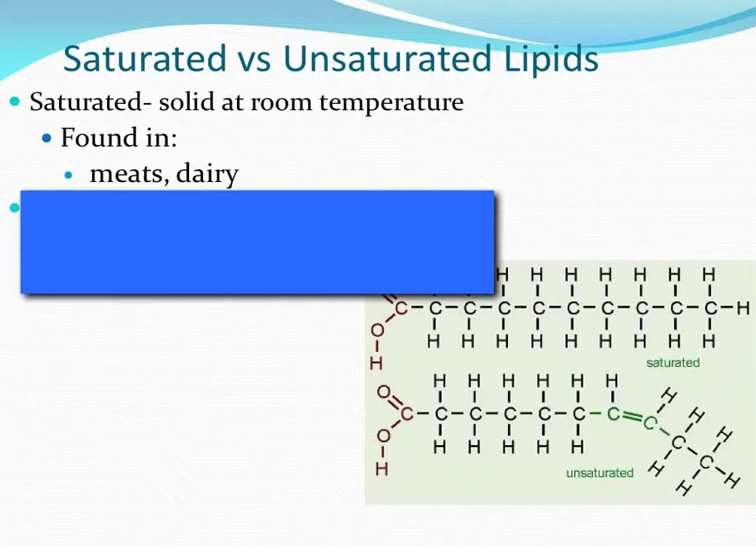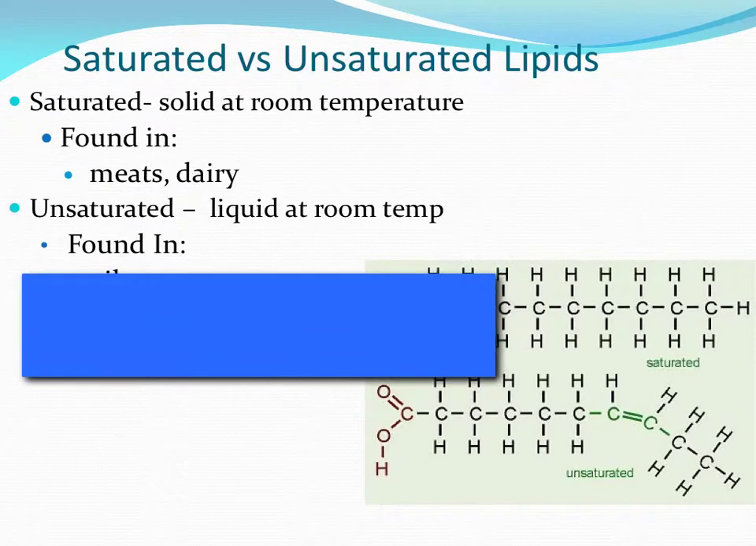Saturated versus unsaturated fats, something you might have heard of before. Saturated fats are the fats that are solid at room temperature, generally speaking. These are found in meats and dairies, like the fat on the side of your steak or in your bacon, the milk fat, things like that. They're generally more solid at room temperature, like cheese.